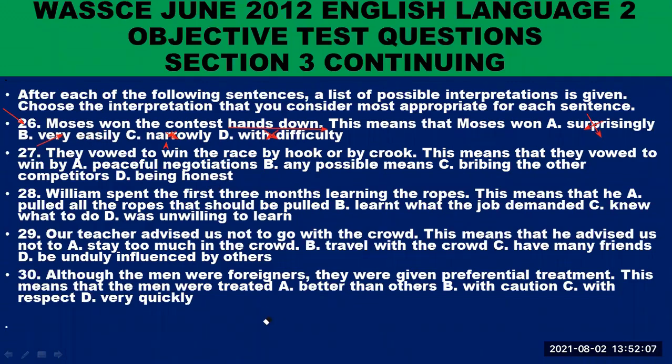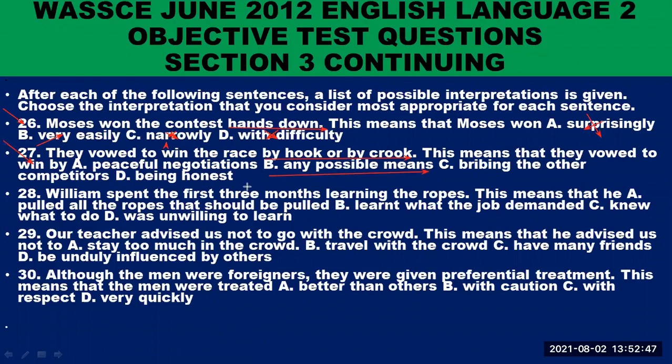Question 27. They vowed to win the race by hook or by crook. This means that they vowed to win by A, peaceful negotiations, B, any possible means, C, bribing the other competitors, D, being honest. Now, by hook or by crook means you want to win by any possible means. That's just what it means. Hook or crook means whether good or bad, by any means. Whether by honest or dishonest means, by hook or by crook.